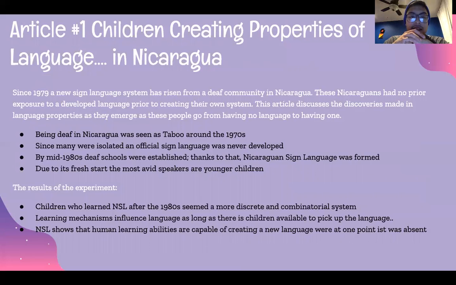Since 1979, a new sign language has risen from a deaf community in Nicaragua. These Nicaraguans had no prior exposure to a developed language before creating their own. So what this article does is discuss discoveries made about language properties as they emerge, as these people go from having no language to having a fundamentally stable language. What was interesting was that being deaf in Nicaragua was almost seen as taboo. A lot of Latin American countries have this stigma toward disabilities or sexual orientations, things out of your nature that one perhaps cannot fully control.